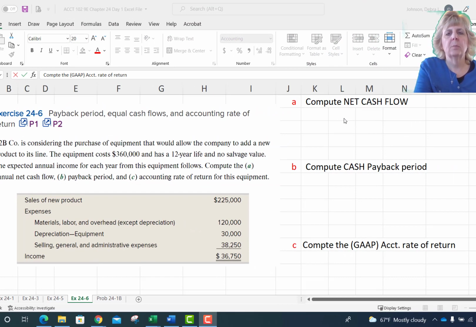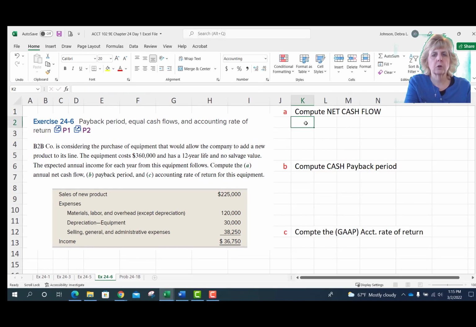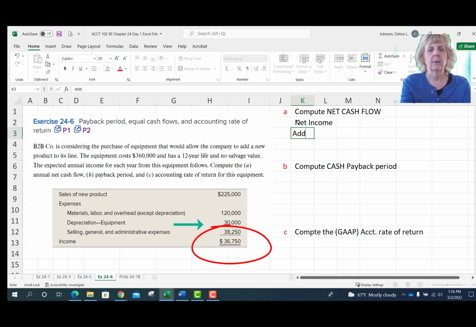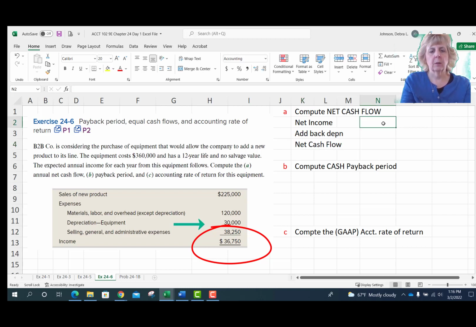So letter A, compute the net cash flow. They gave us net income. We need to convert it back to cash. That means we need to get rid of any non-cash items. And this $30,000 that you see in that income statement is an example of a non-cash item. So my starting point is net income, and I will add back depreciation, and that will get me to my net cash flow.